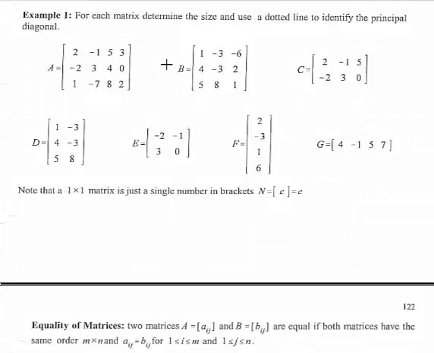Alright, so in example 1, we want to determine the size, and then we want to identify the principal diagonal of each of these matrices. A, B, C, D, E, and so on are the names of the matrices. A has 1, 2, 3 rows and 4 columns, 1, 2, 3, 4. And so that tells us that this is a 3 by 4 matrix.